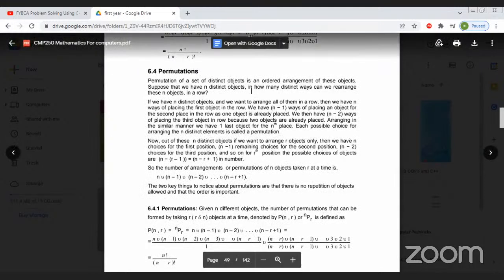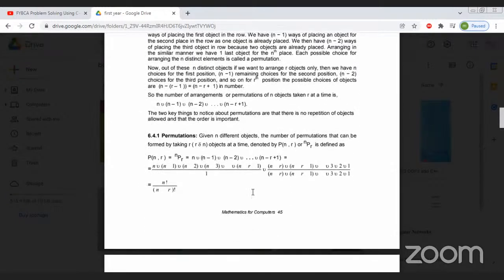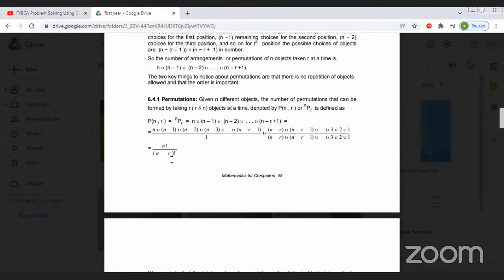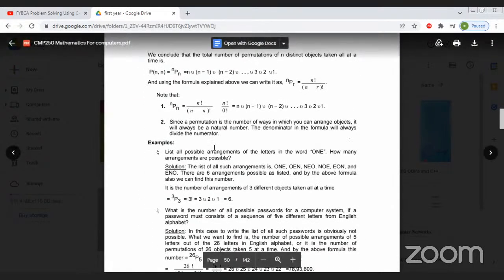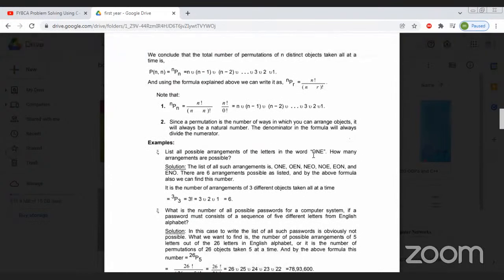Now let's see the permutation part. All of this you can read on your own; I'm just giving you a hint of what happens here. Let's take an example from here: list all possible arrangements of the word ONE.